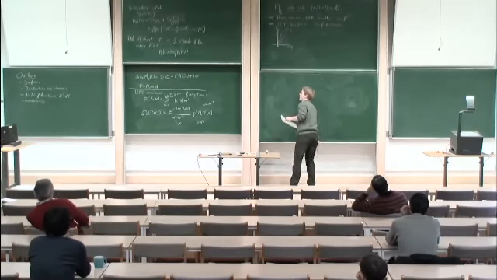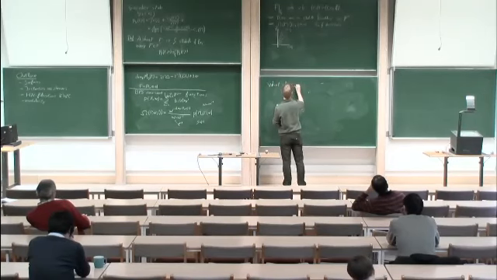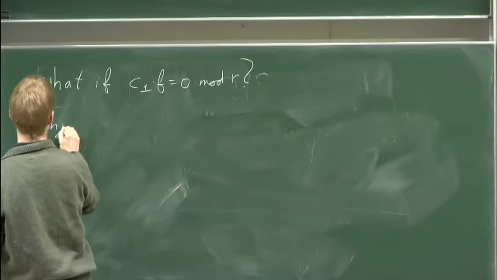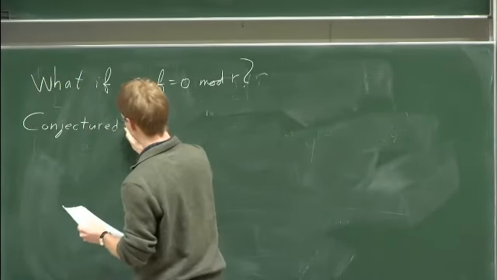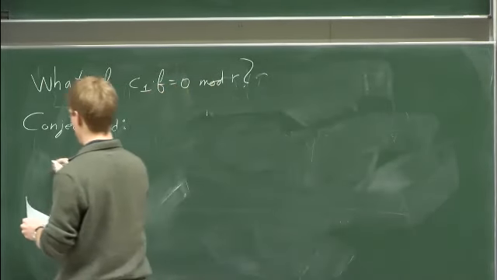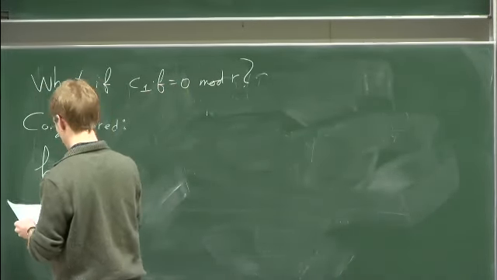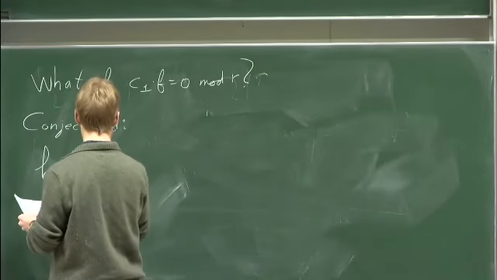So what if C1.f is 0? And for this I have a conjectured formula which I hope will be proven. It takes the following form. It does not yet give the numbers on the nodes, but I will explain what to do with it to get the BPS invariant.